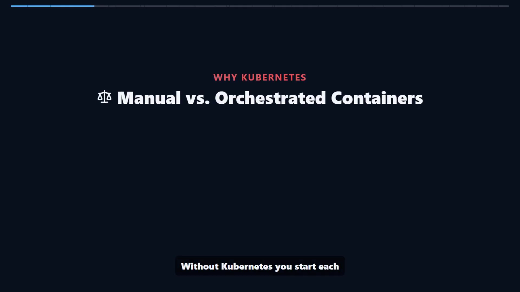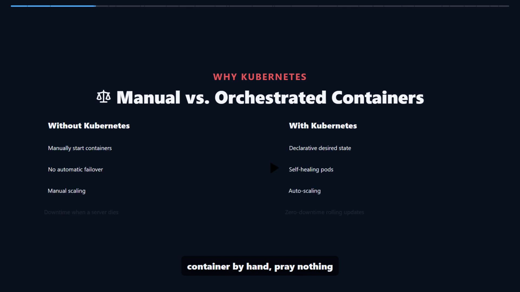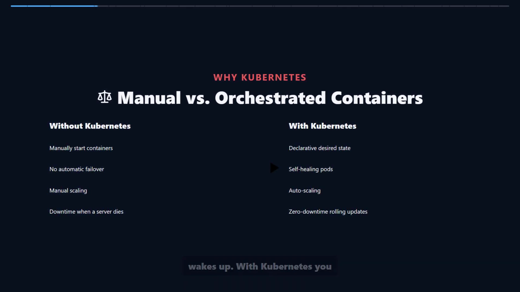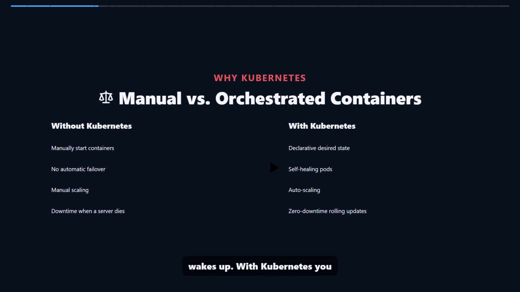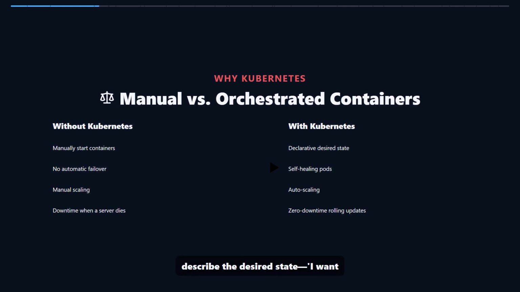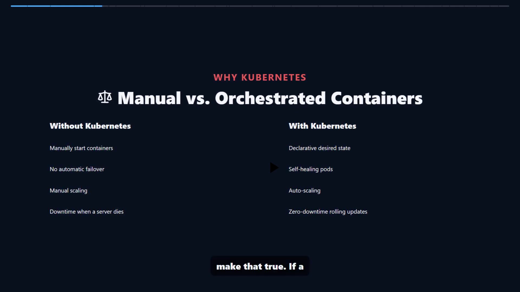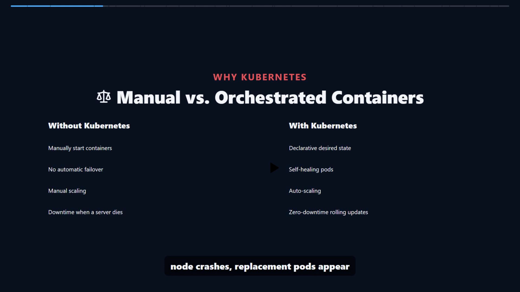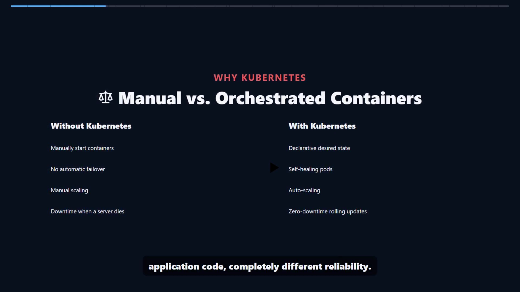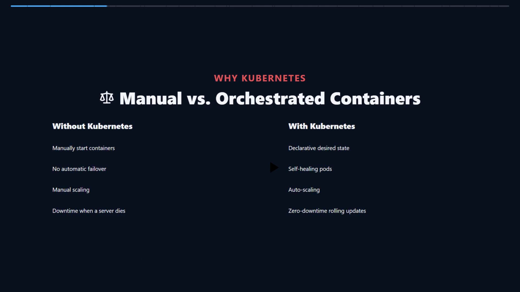Without Kubernetes, you start each container by hand, pray nothing fails, and if a server dies, you're down until someone wakes up. With Kubernetes, you describe the desired state. I want 3 copies of this app, and the system constantly works to make that true. If a node crashes, replacement pods appear on healthy machines automatically. Same application code, completely different reliability. That's the difference orchestration makes.